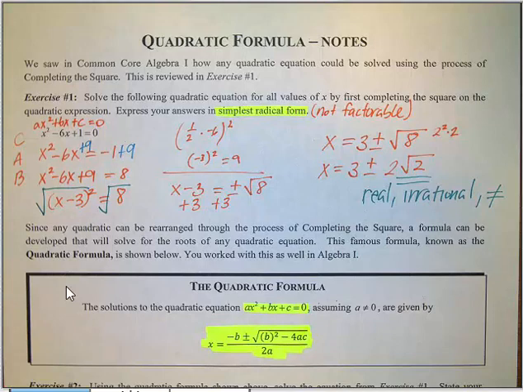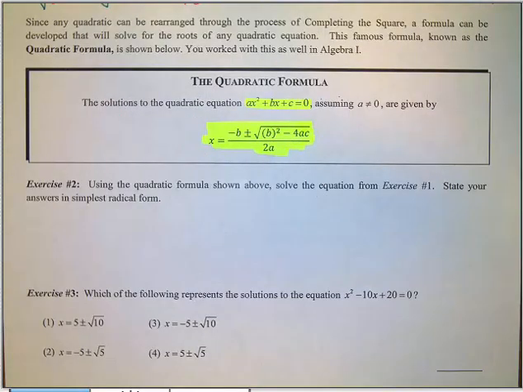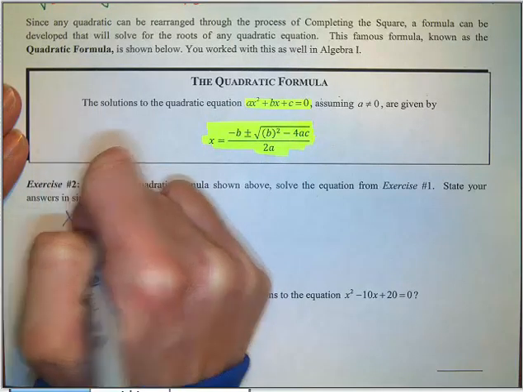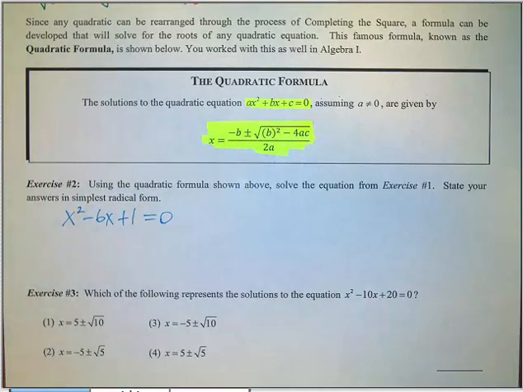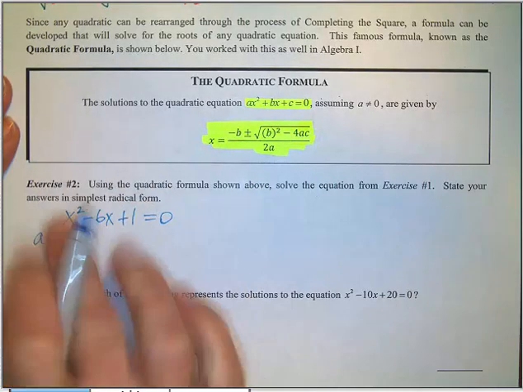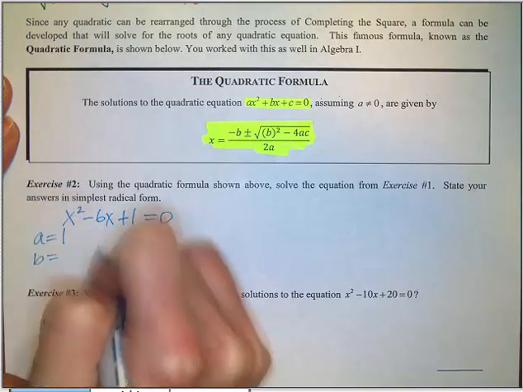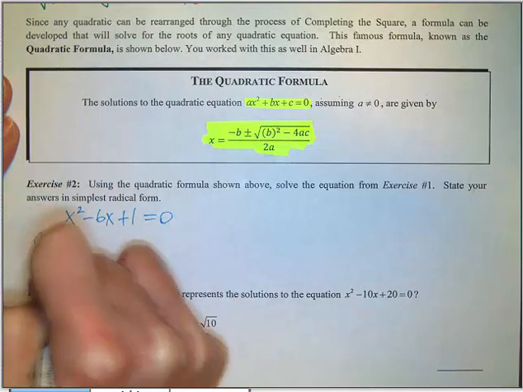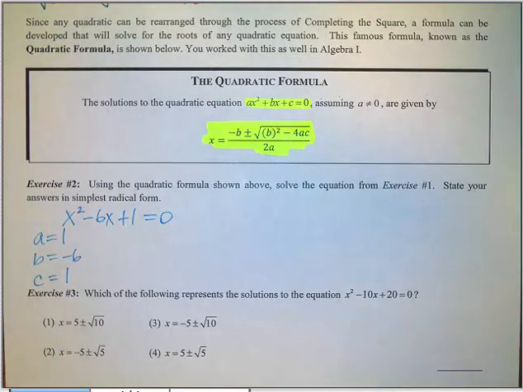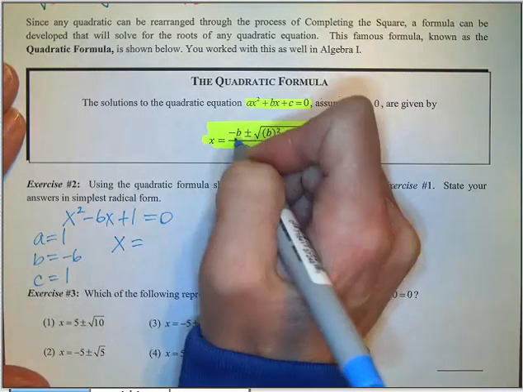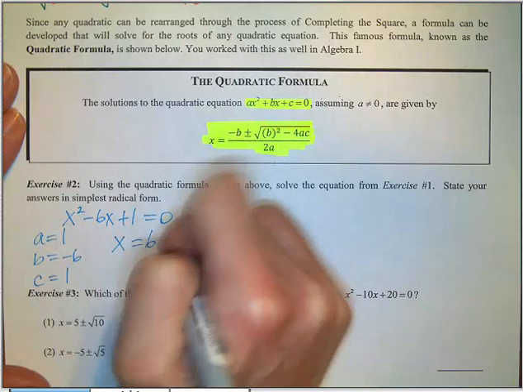So, a is the number in front of x squared, b is the number in front of x, and c is the constant on the end. So we are going to work through a couple exercises with the quadratic formula. The first one says to use the quadratic formula shown above to solve number 1. So we have our equation x squared minus 6x plus 1 equals 0. So what is a? A is the number in front of x squared, 1. What is b? B is the number in front of x, negative 6. What is c? C is the constant on the end. It is 1.